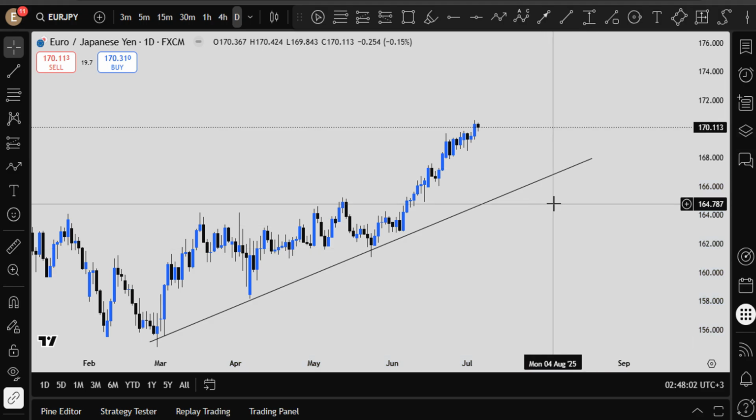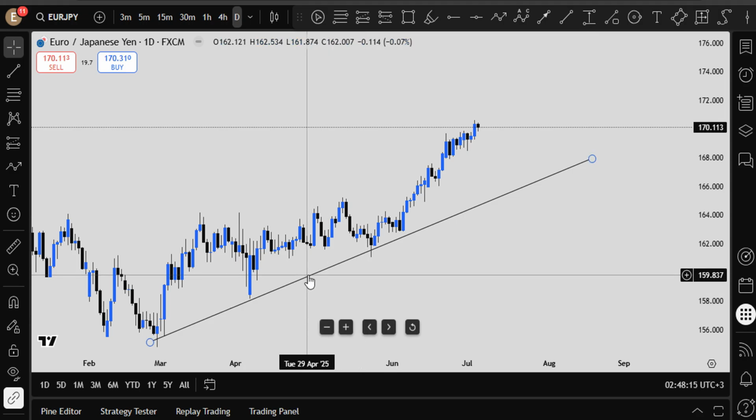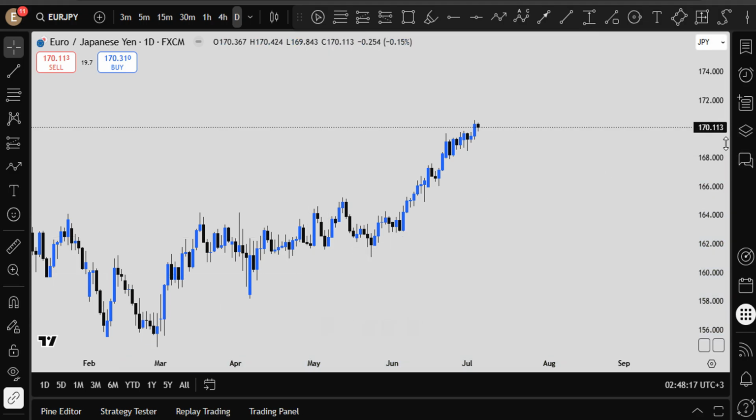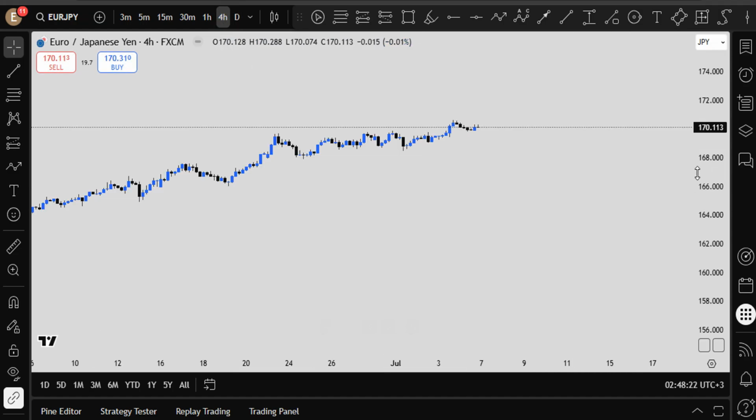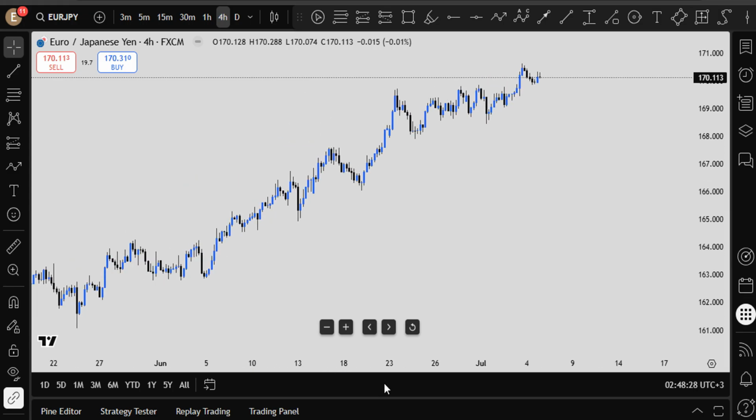So remember that for us to know the trend, we have to first scan the bigger time frame and know what we are supposed to be doing at the moment. This is my daily time frame over here. So I'm going to be going to my 4-hour time frame. At this point, I'll be knowing my break of structure, change of character, stuff like that.